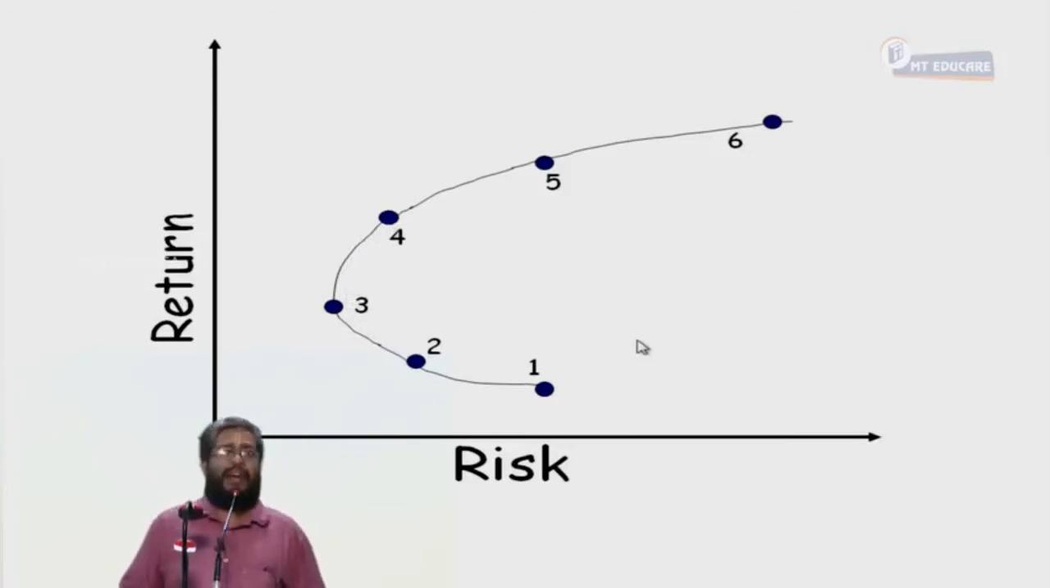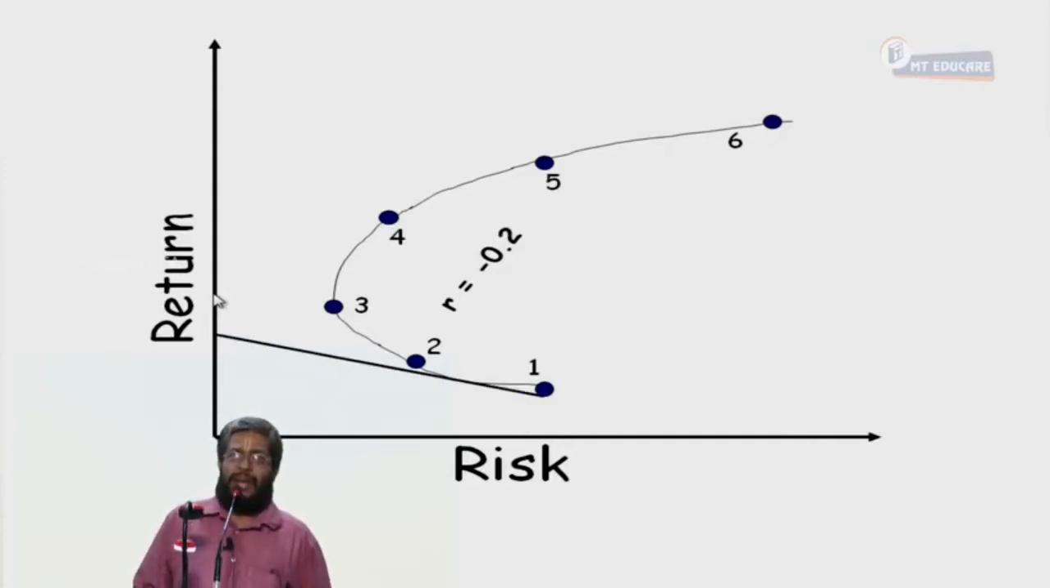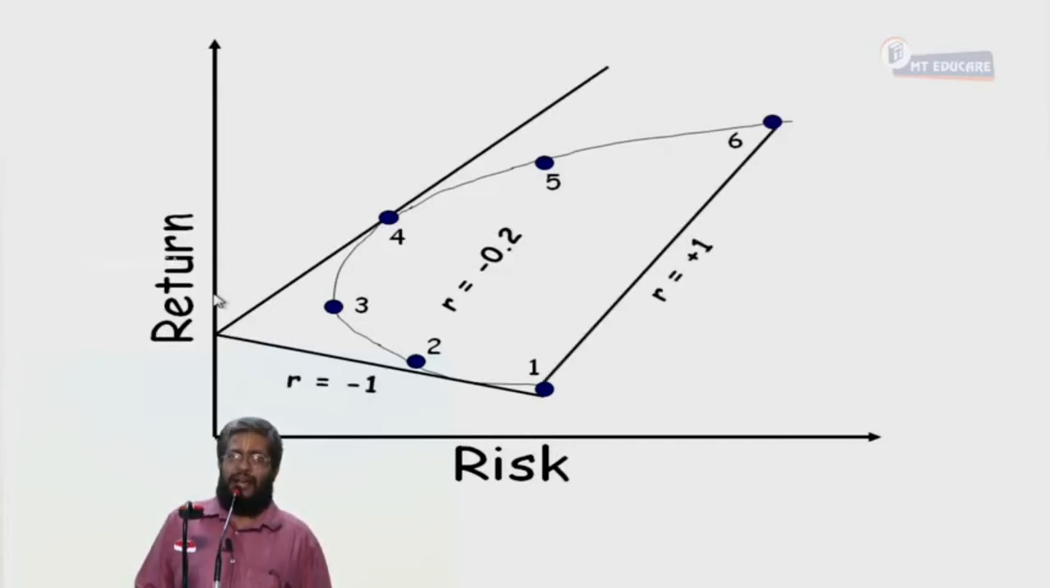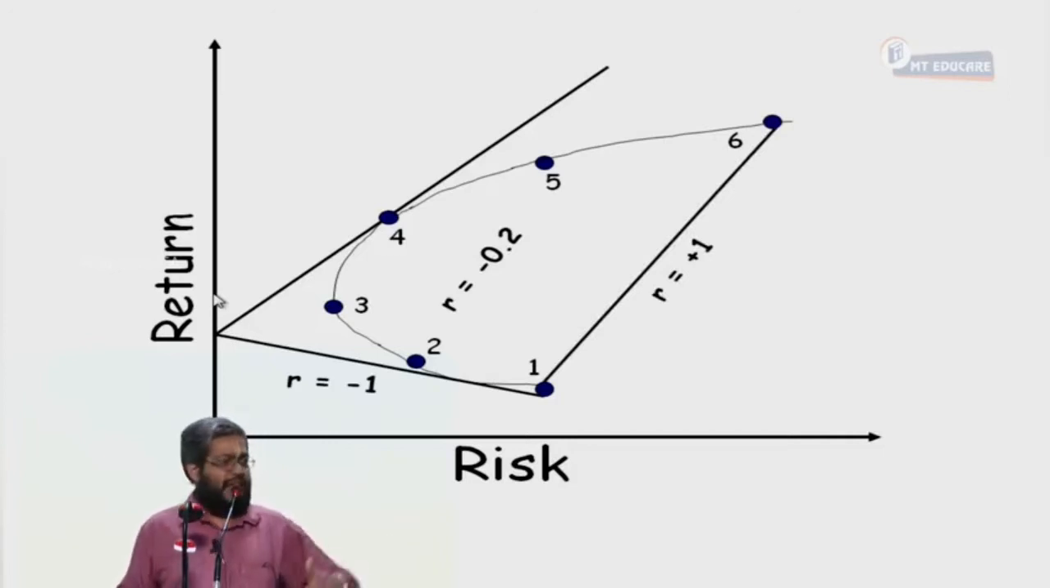If this is the curve when the correlation is minus 0.2, then when the correlation is minus 1, it will be reaching up to 0 before going rightwards. When R is equal to plus 1, it will never move left; it will always move only right. For higher return, I have to take higher risk. This is what we have seen as the different correlations and the various curves.